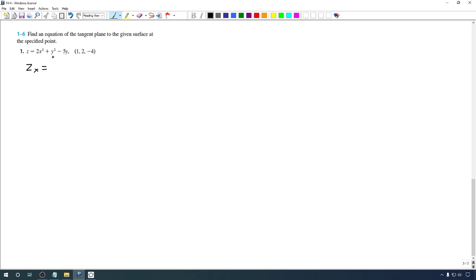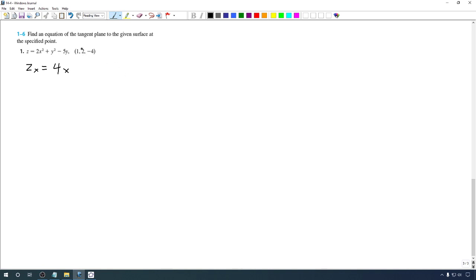Partial derivative of this function with respect to x. Remember here we're keeping y constant because we're only differentiating with respect to x. So here, 2x squared with respect to x is going to be 4x. Y squared is being treated as a constant because it doesn't have any x's in it. Same thing with negative 5y. So our partial derivative with respect to x is 4x.